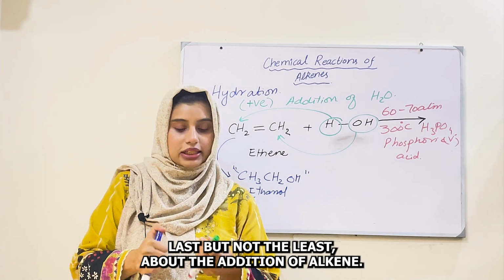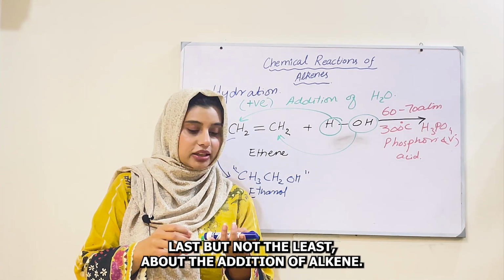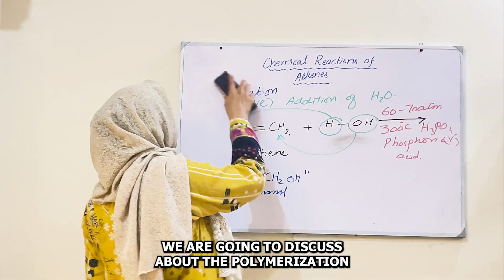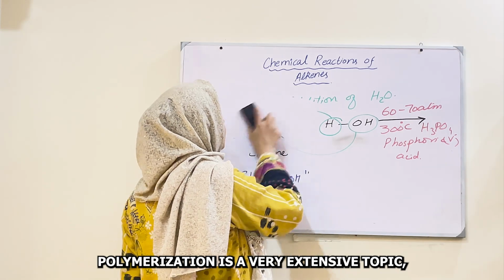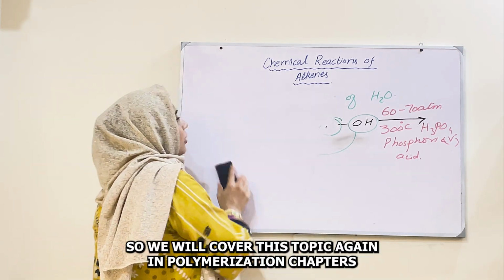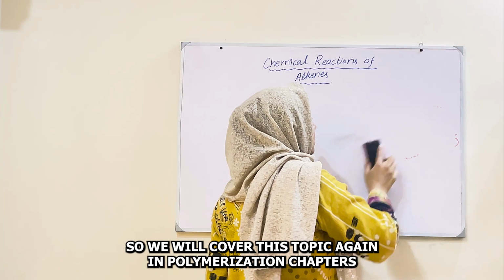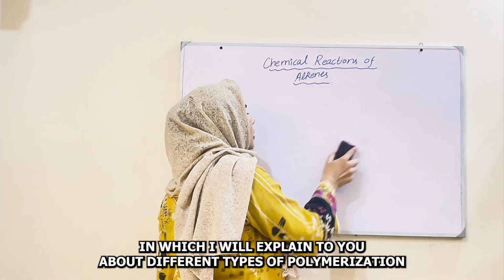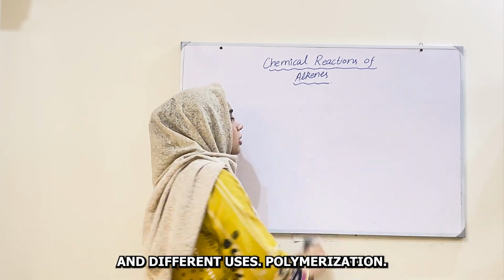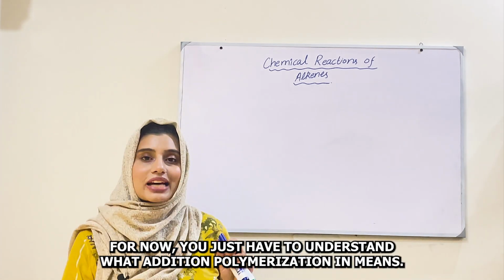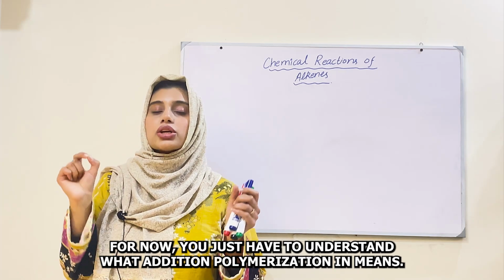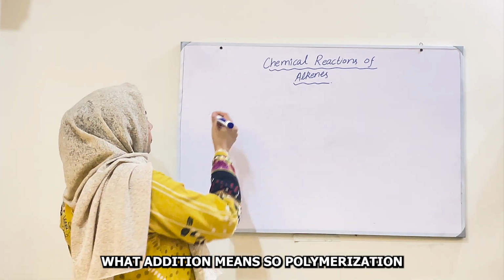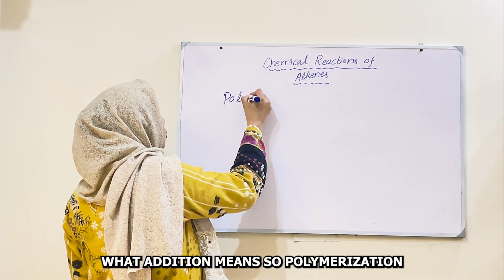Last but not the least, about the addition reactions of alkene, we are going to discuss polymerization. Polymerization is a very extensive topic, so we will cover it again in the polymerization chapter, in which I will explain different types of polymerization and different uses of polymerization. For now, you just have to understand what addition polymerization means. What addition means. So, polymerization.